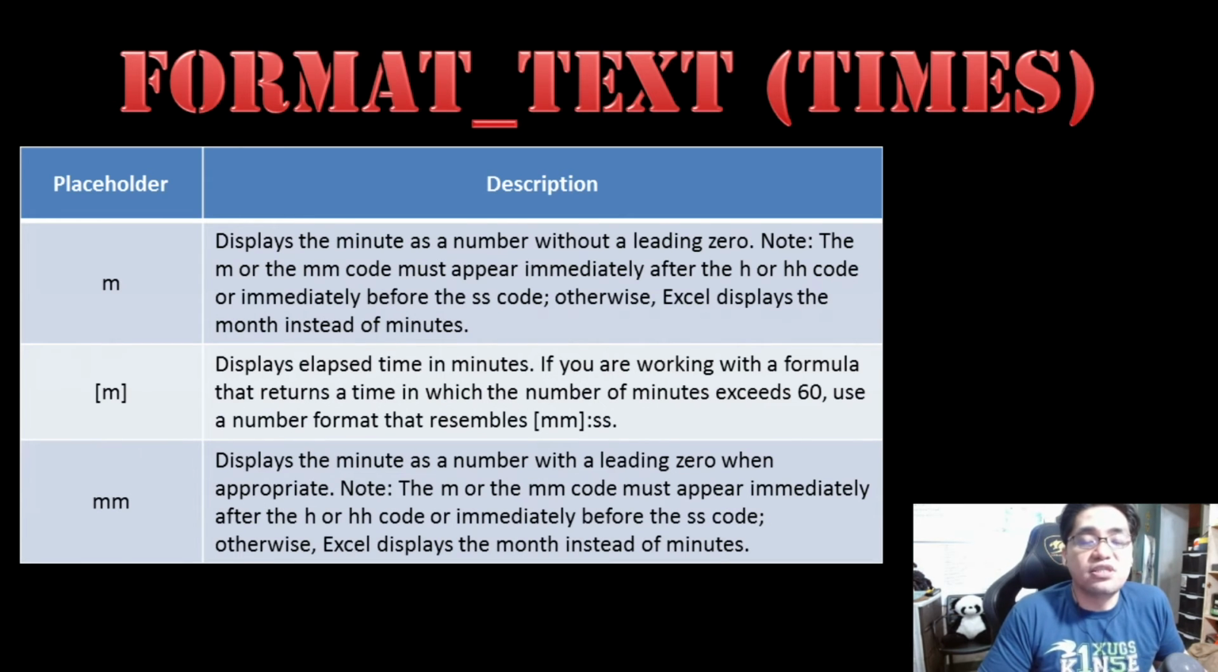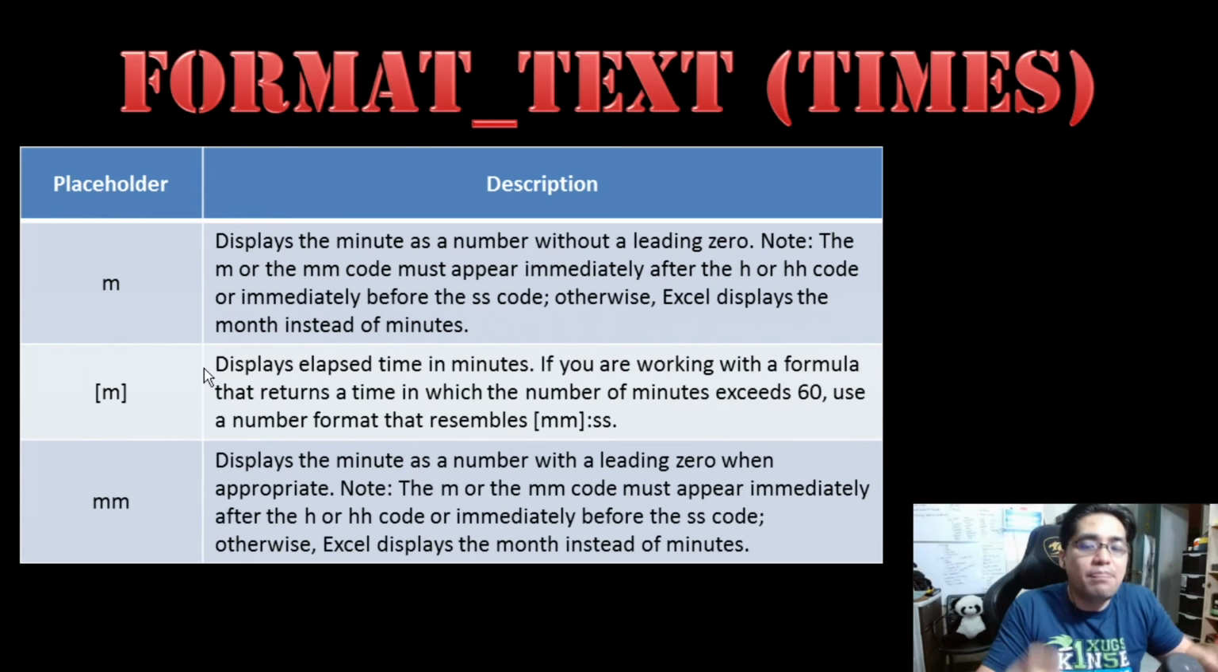Next, we have the placeholders for minutes, which are represented also by the letter M. Now, let me warn you regarding this. You have to use the placeholders for minutes in conjunction with the placeholders for hours and the placeholders for seconds. Because if you use the placeholders for minutes by themselves, they will be converted into months, because Microsoft Excel is also using, unfortunately, M for months as well. So 1 M displays the minute as a number without a leading zero. Note, the M or the MM code must appear immediately after the H or HH, just like what I said. Otherwise, Excel displays the month instead of the minutes.